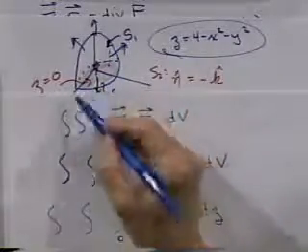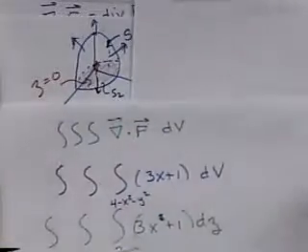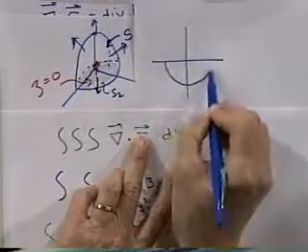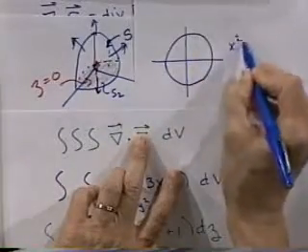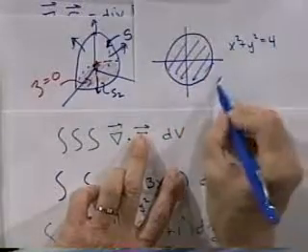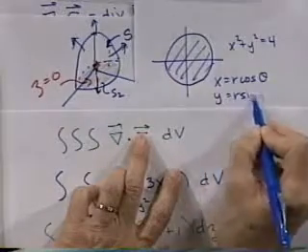Now, my base looks like a what? Looks to me like it's a circle, right? So I think I can make life a lot easier if I look at my base in the xy plane. It's just the circle we did a few minutes ago, x squared plus y squared equals 4. So I think I'm going to use x is r cosine theta, y is r sine theta.